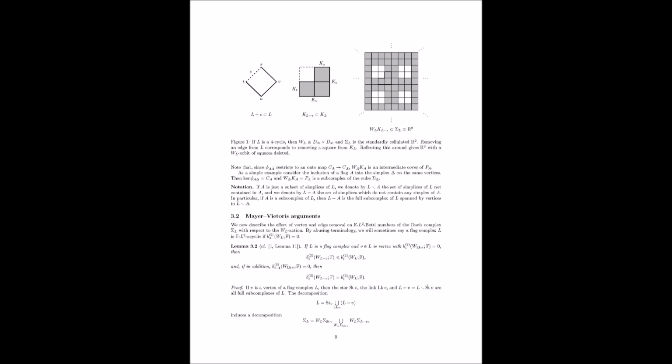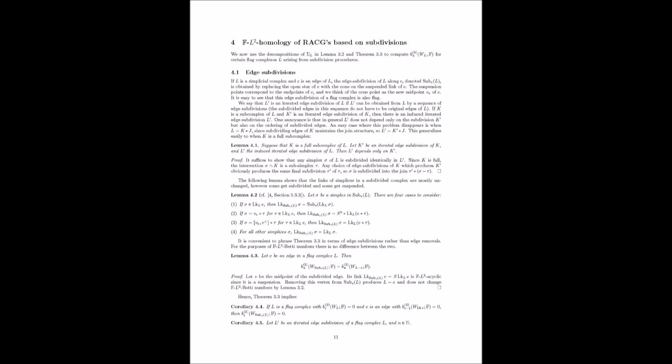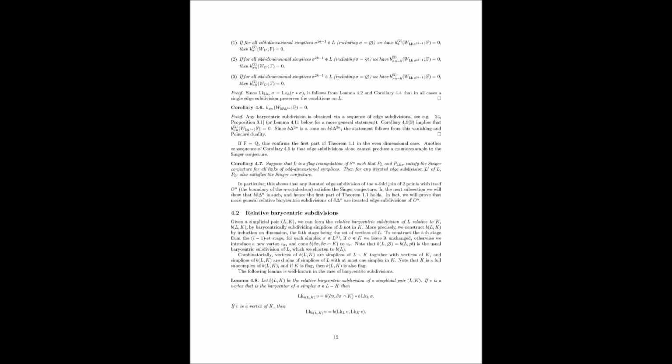Well, one clear direction is to see if we can push these techniques further. Can we build on these relative barycentric subdivisions and edge removals to prove the Singer conjecture for even more types of spaces? It's like they've handed us a new set of tools, and now we need to figure out how to build something even more impressive with them.